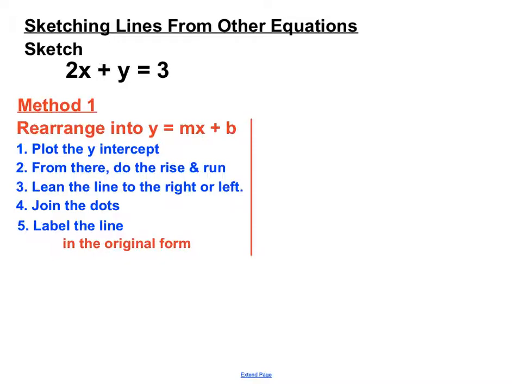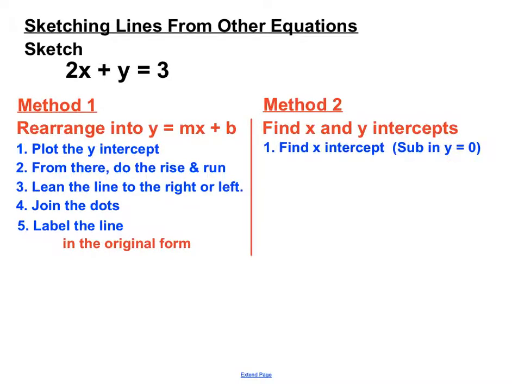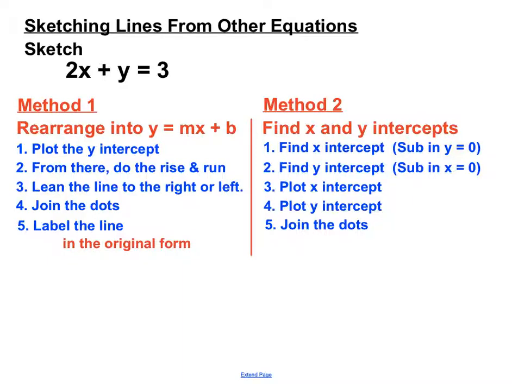The second method we saw was that we could find the x and y intercepts by subbing in y equals 0 and x equals 0 and doing a little bit of getting the letter on its own. We'll plot both of those and then we join the dots and label the line.